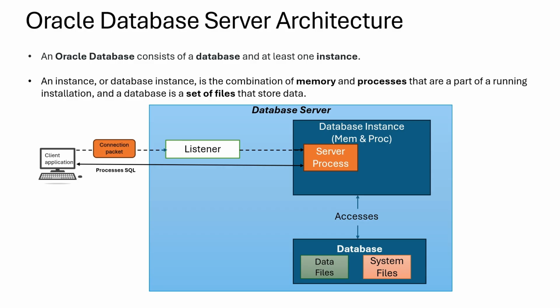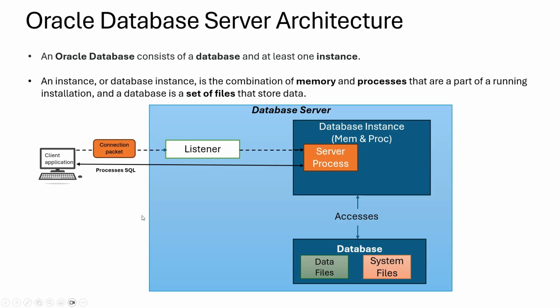Sorry, not SGA. Memory is comprised of two components: one is SGA, another one is PGA, and then the background processes. So background processes and memory together we call the instance. And the database comprises data files, redo log files, and control files. Those are the terminologies we talked about.